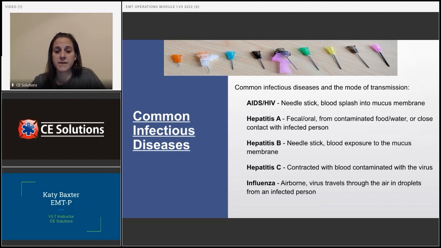Repeat, not vaccinated. And so that is going to be, the CDC reports that 5,100 workers every year become infected with hepatitis B from a dirty accidental needle stick. That's a big number.